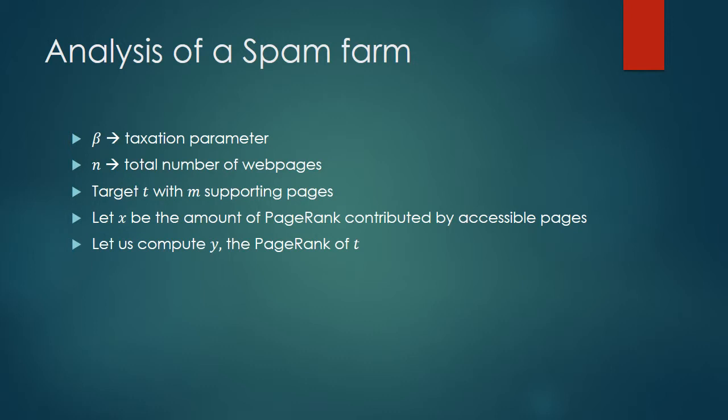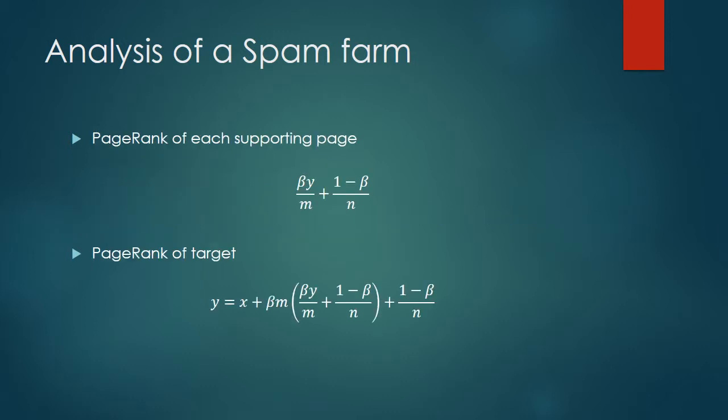What does it actually happen? So each of those supporting pages, the fake pages that I create, is going to be beta y by m, plus 1 minus beta by N. This is the probability that a random surfer shows up on these pages, which is 1 over N, plus the fact that somebody follows a link from the target to one of the supporting pages, which is going to be beta y by m. Is this clear?